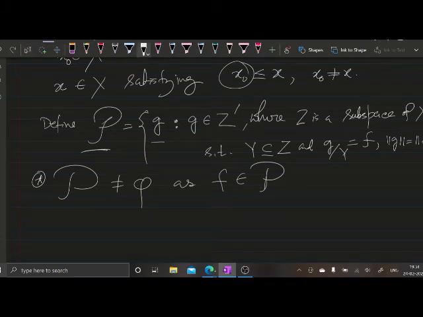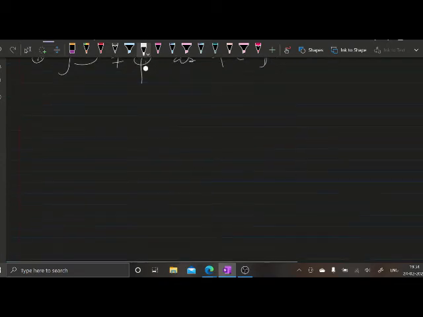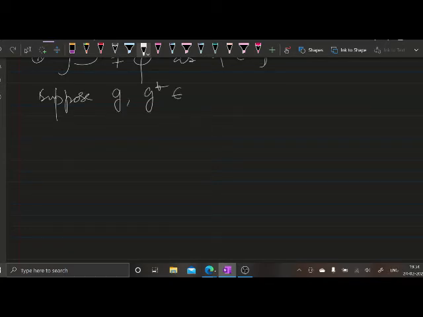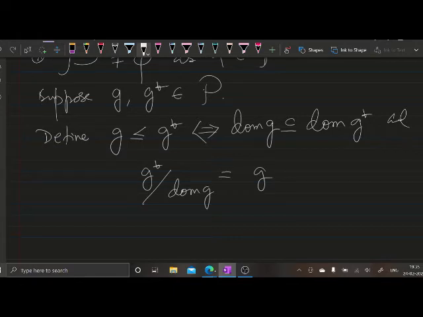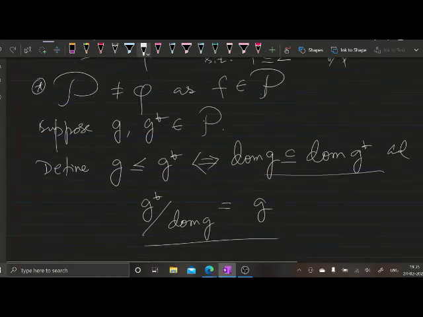After defining this curly P, you need to make it a poset. So let us define: suppose we take G and G star belonging to curly P. So define G less or equal to G star. We are defining a relation on curly P such that this is true if and only if the domain of G must be a subset of the domain of G star, and if you restrict G star to the domain of G, then it will give you G. Okay, so this is the relation that you have defined on the set curly P.